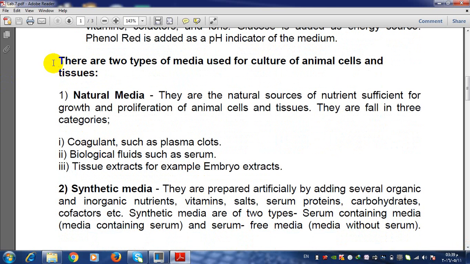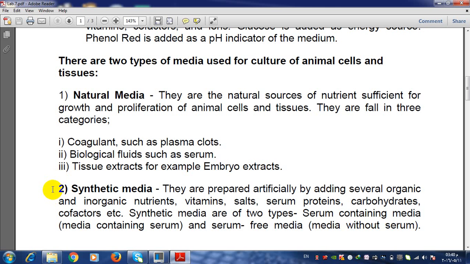There are two types of media used for culture of animal cells and tissues. Number 1. Natural media. They are the natural sources of nutrients sufficient for growth and proliferation of animal cells and tissues. They fall in 3 categories. Coagulants such as plasma clots, biological fluids such as serum, tissue extracts, for example, embryo extracts.